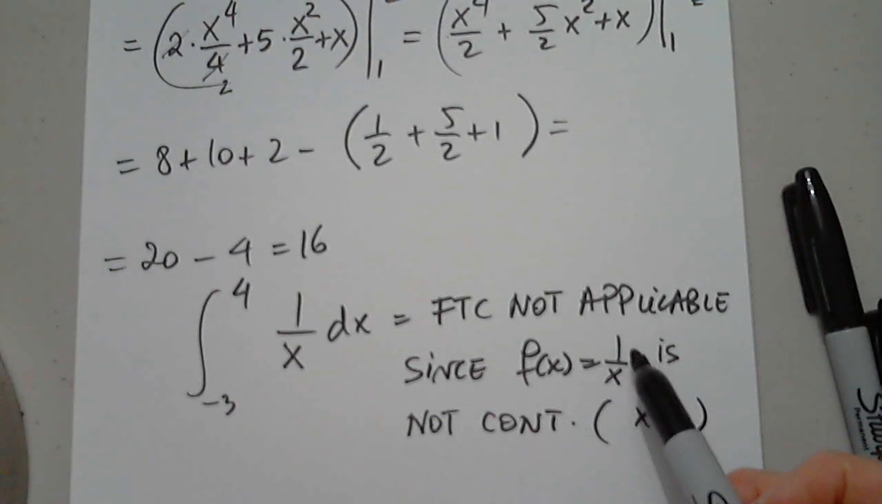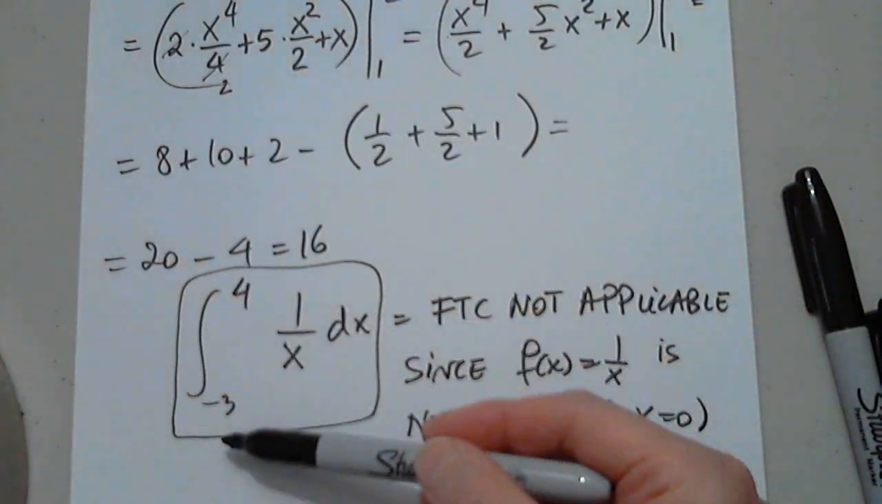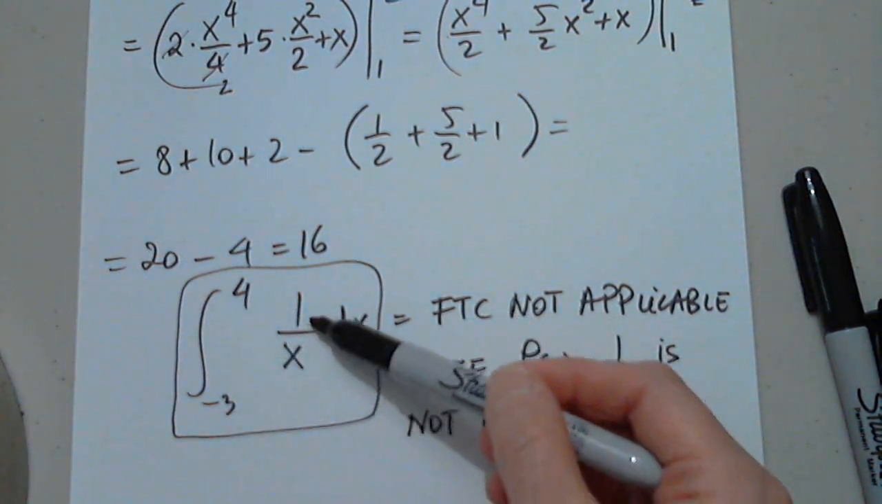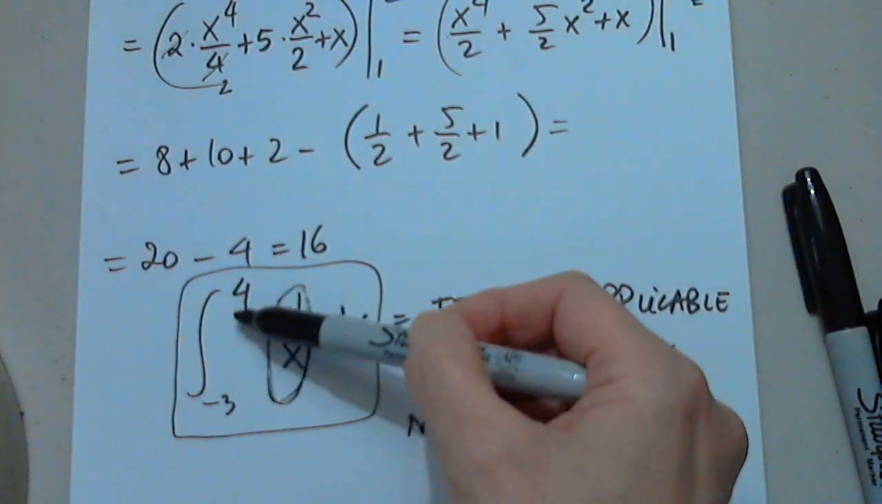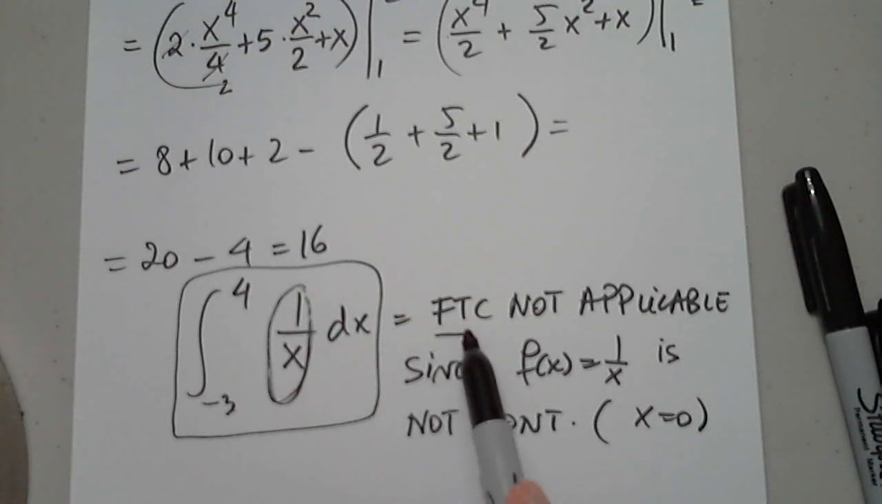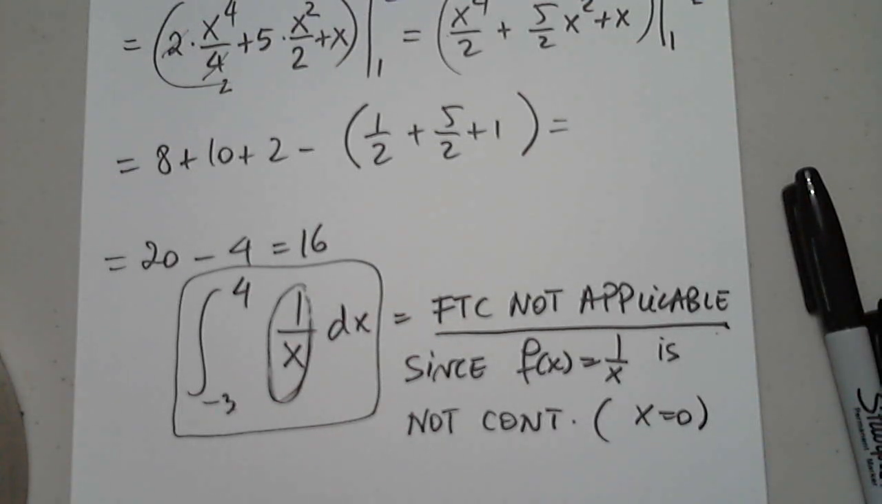So FTC is not applicable because we always have to check when we are asked to find the definite integral of a function dx. If this function is not continuous on this interval, then the fundamental theorem of calculus is not applicable. So this is the major condition imposed by FTC.